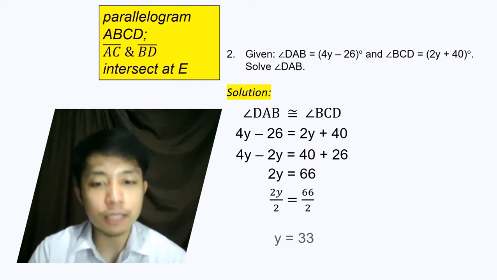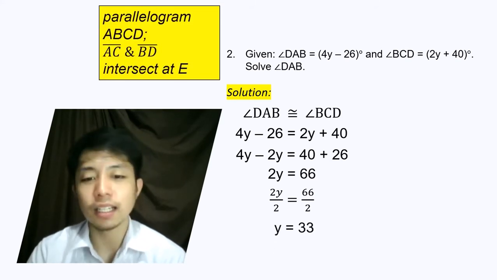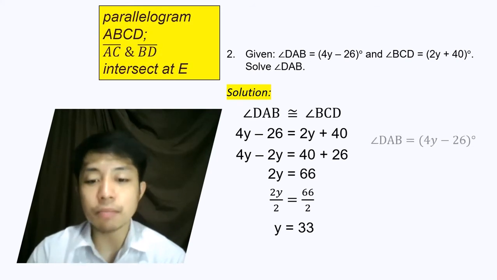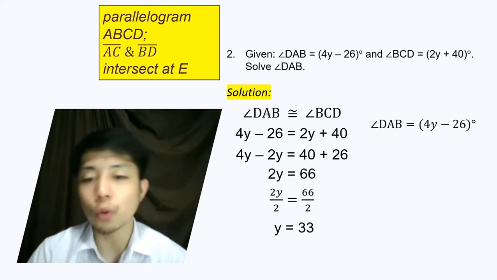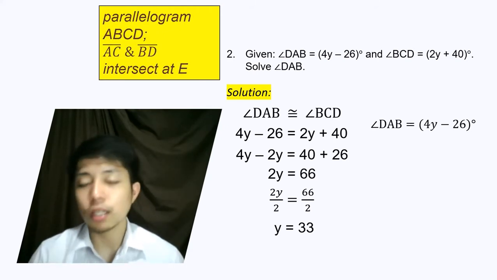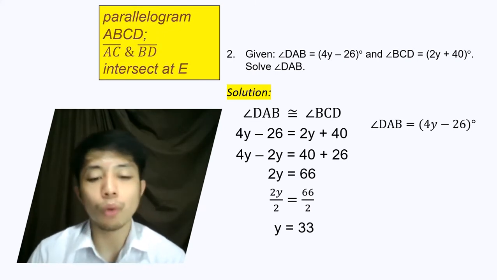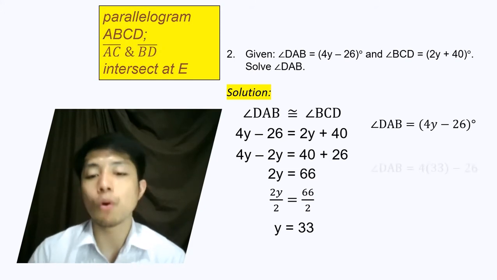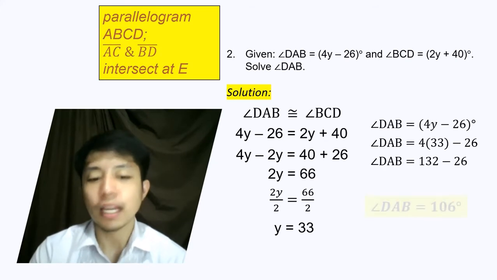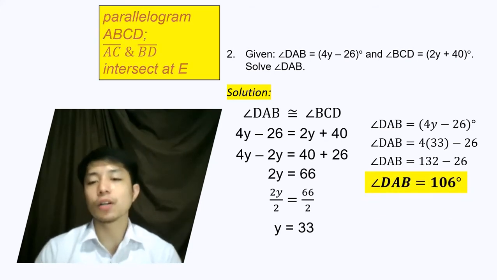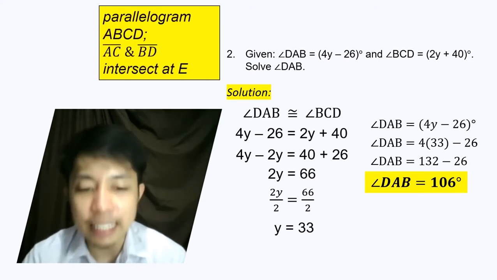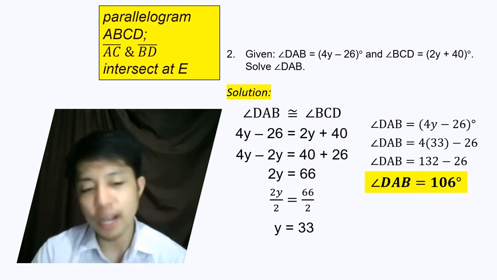Now the answer is y equals 33. And we are not done yet. Since angle DAB is equal to 4y minus 26 degrees, substitute the value of y in 4y minus 26, and the final answer is angle DAB is equal to 160 degrees. Alright, that's it.